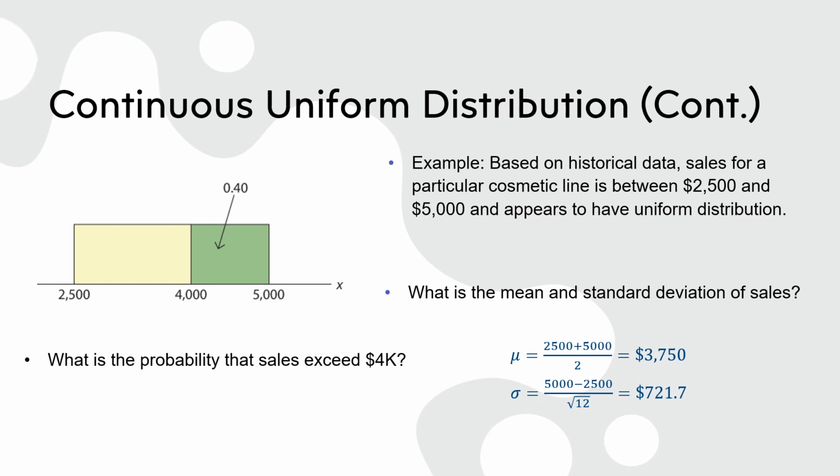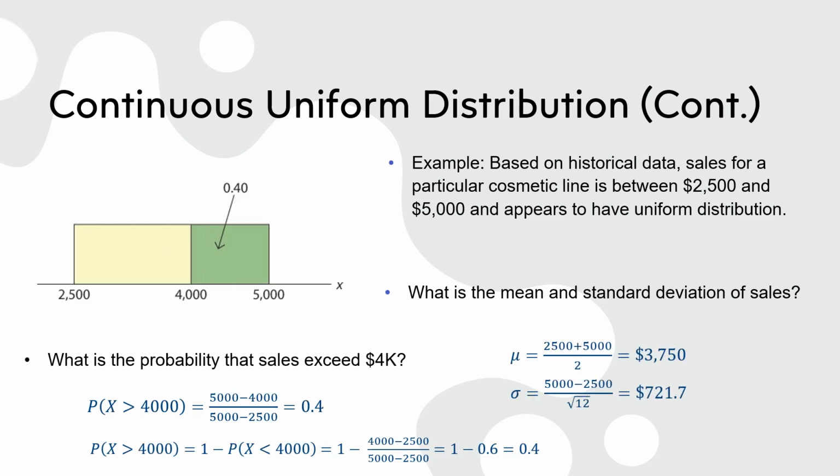The variance measures the spread of the distribution. It is calculated as the square of the difference between the bounds divided by 12. The standard deviation is the square root of $5,000 minus $2,500 squared, divided by 12, which is about $721.